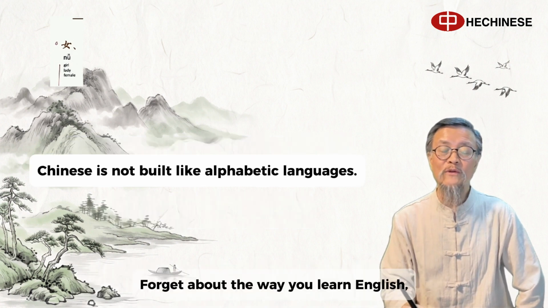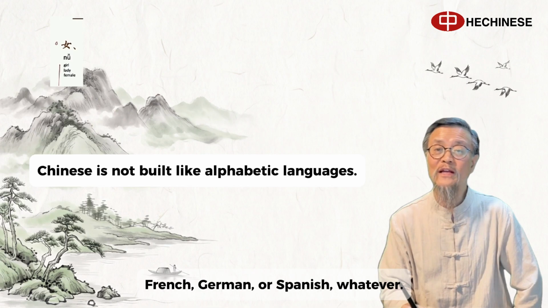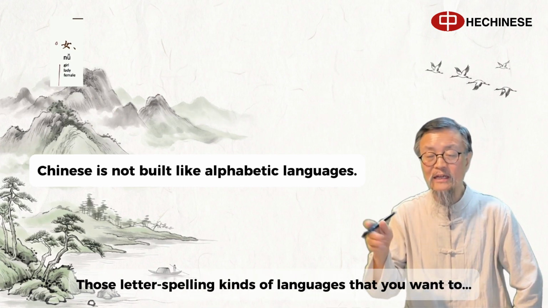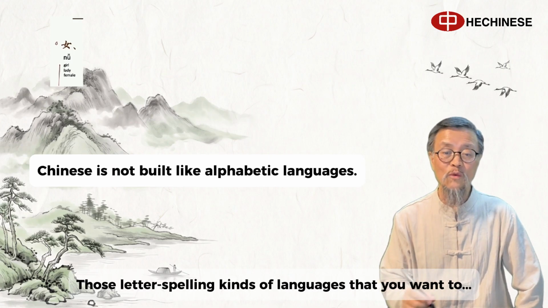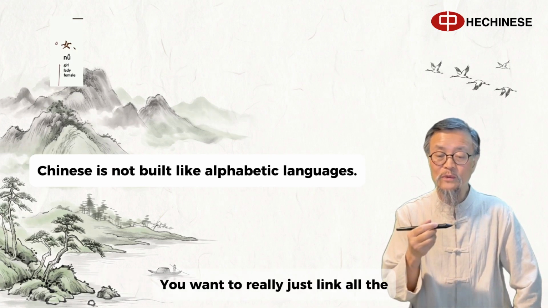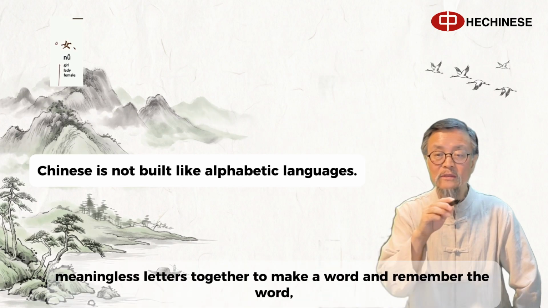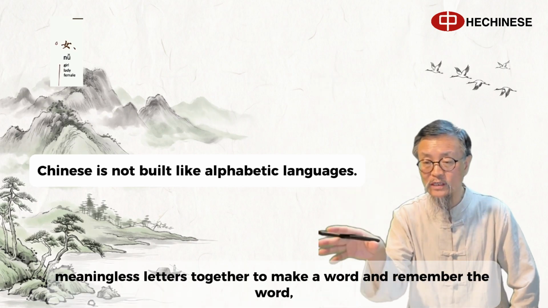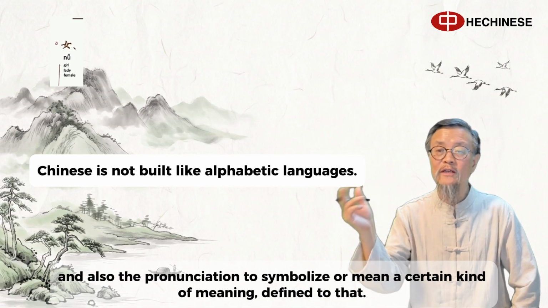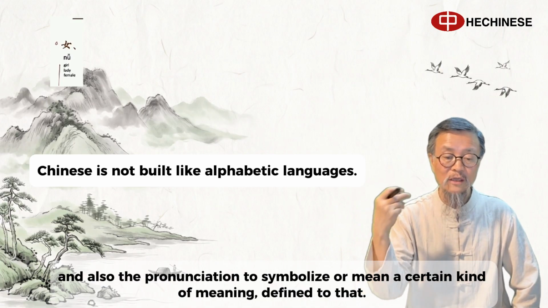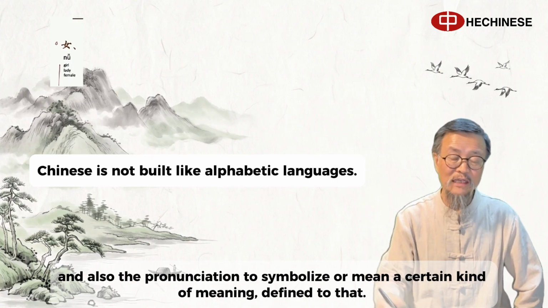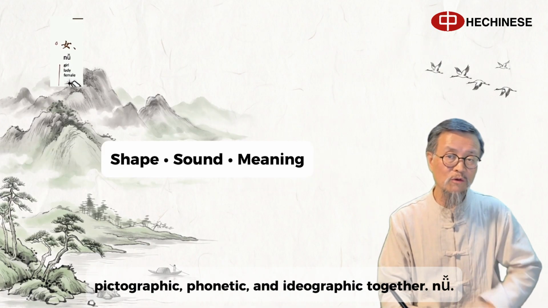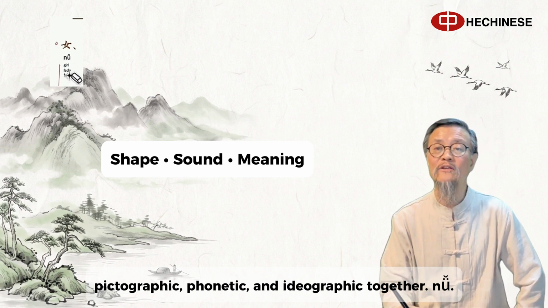Forget about the way you learn English or French or German or Spanish, whatever, the letter spelling of that language, where you really just link all the no-meaning letters together to make a word, and remember the word and also the pronunciation to symbolize a certain meaning. No, you want to have the three things together: pictographic, phonetic, and ideographic.